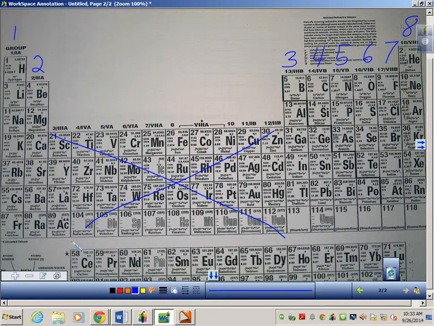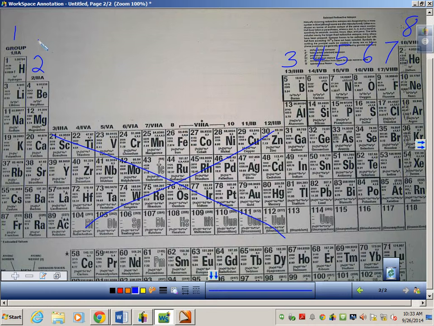Except for who doesn't have 8? Helium has how many? 2, but it still has a full outer shell. That's why it gets over here. Normally helium would be right here, but the reason it's not is because it has a full outer shell. So helium, my brain wants to put it here, but because it has a full outer shell, we put it over here because it has the same properties as all these other people.